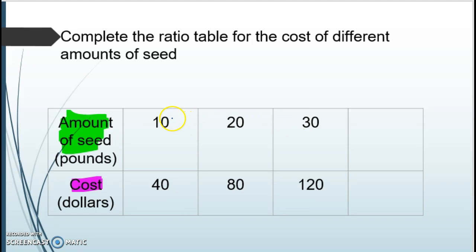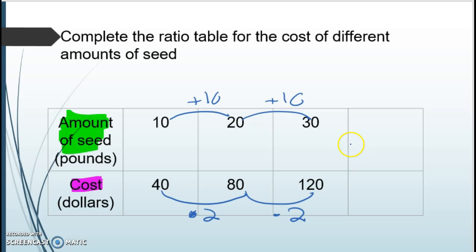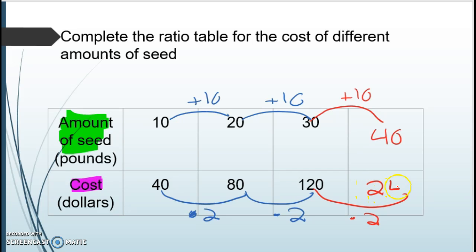You notice that each time we are increasing by 10. And if you notice down here, each time we are multiplying the one before it times 2. So if the pattern were to keep going, we would need to figure out what will go in our pounds box and our dollars box. If I add 10 again, I would be at 40 pounds. And if I multiply by 2 again, I would be at $240. So 40 pounds of seed would be $240. And the way that you figure this out is by making one of these ratio tables.